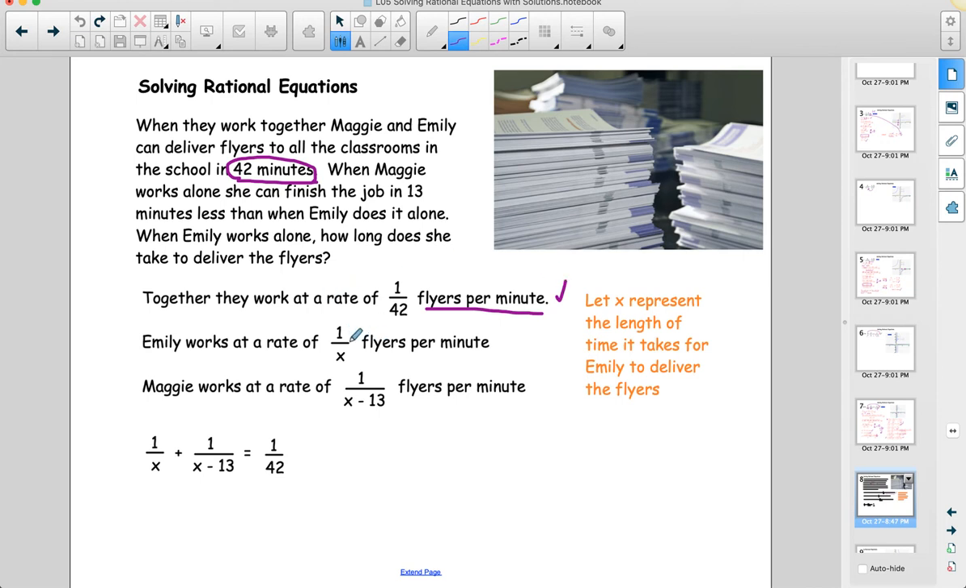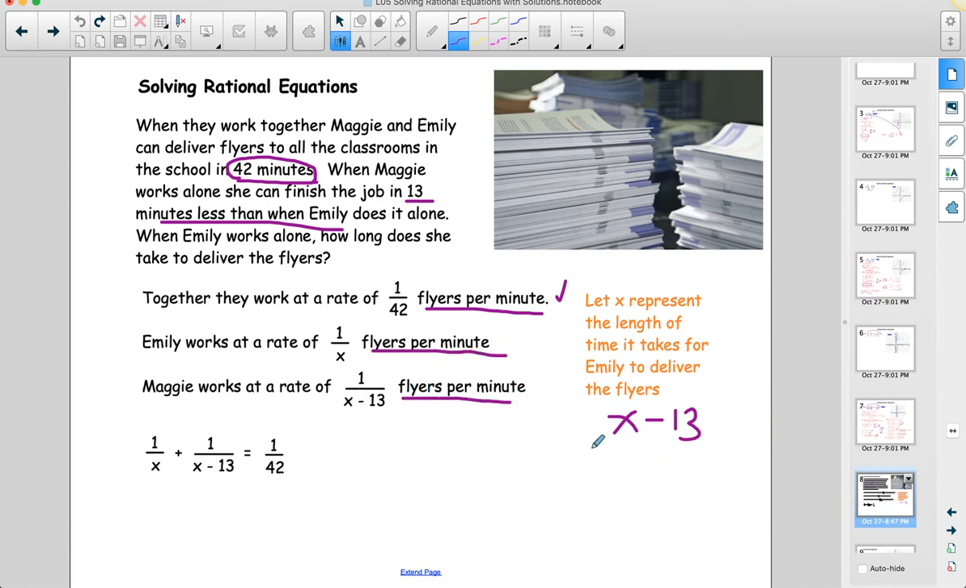Emily is going to work at a rate of 1 over X flyers per minute because it's going to take her X minutes to deliver all the flyers. And again, I don't know how many flyers there are. So X is the amount of time it takes for Emily to deliver the flyers, so 1 over X flyers per minute. Now it tells us that Maggie, when she works alone, can finish the job in 13 minutes less than Emily. So if Emily takes X minutes, then Maggie takes X minus 13. So then she is working at a rate of 1 over X minus 13 flyers per minute.